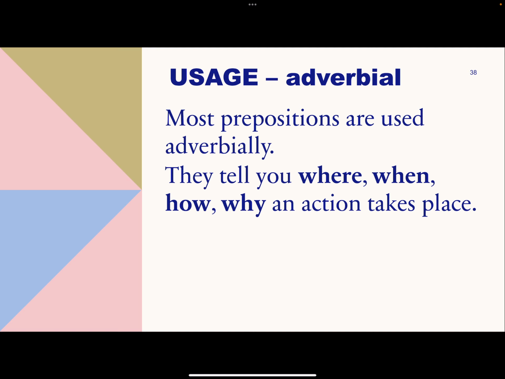What about usage? How are prepositions actually used? Most prepositions are used adverbially. What I mean by that is they actually modify or tell us something about the verb itself. So the example I gave at the start, the apple is on the table. It's telling us something about where or when or how or why the action is taking place. The man went into the church. Where did the man go? He went into the church.